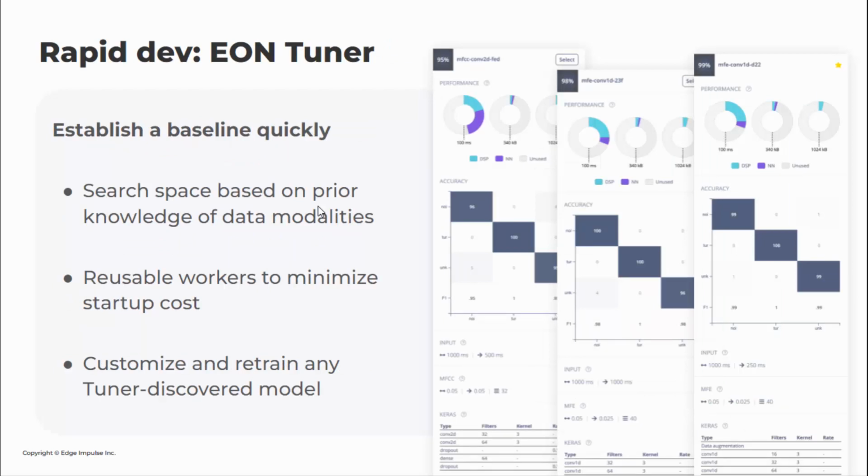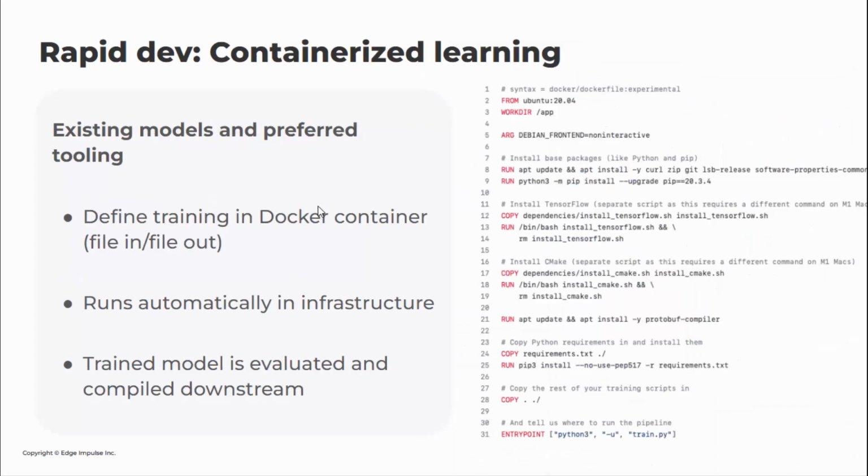The EON Tuners are really important for rapid development too, because they let you establish a really quick baseline. Essentially, you come in, grab a small data set, click a button, and you've got a baseline for performance, which is what you can measure all of your future optimizations against. And that's really important. And to allow that to work quickly, we use a distributed architecture where we've got reusable cloud workers that essentially reduce the startup cost of spinning up new jobs. And that allows us to quickly run a big exploration of the space, try loads of different DSP and model variants, and then you can pick one and customize it and have a baseline to work against.